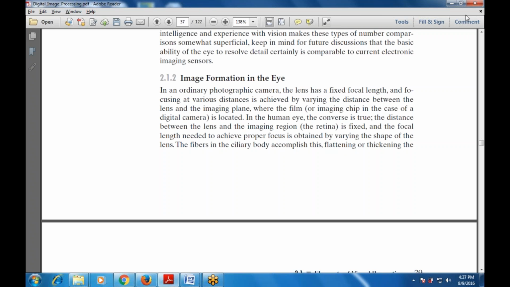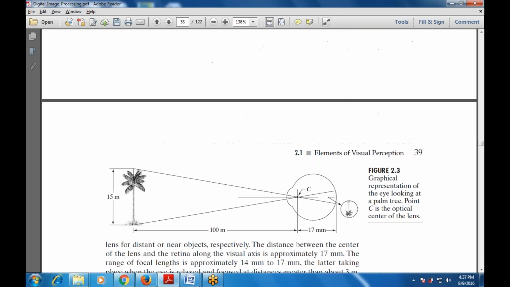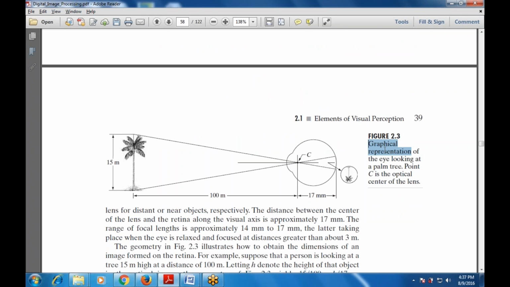Okay, so let's move to the next part, that is image formation in the eye. This figure shows the graphical representation of the eye looking at a palm tree, and point C is the optical center of the lens. We have to set the optical center of the lens, that is the C point, and look from the C point to the palm tree.